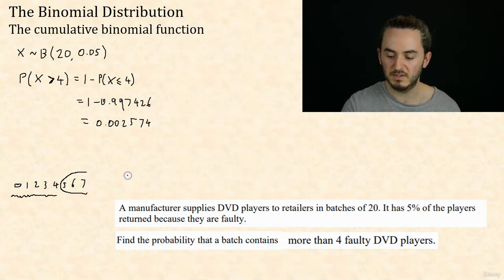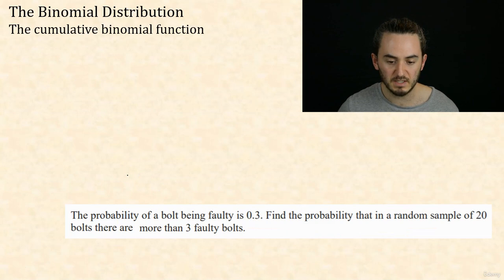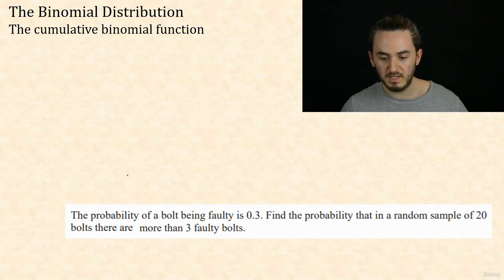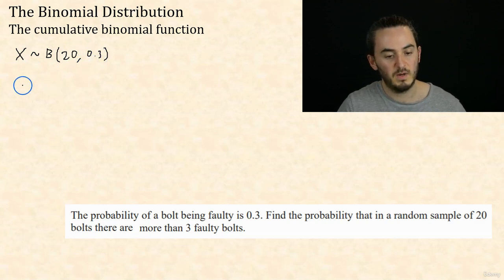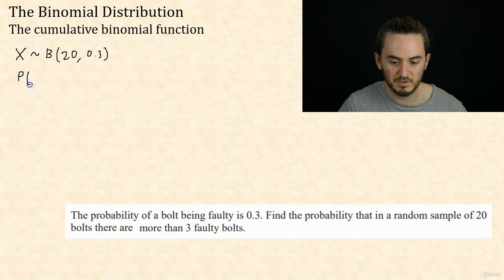Okay, let's have a look at another example. The probability of a bolt being faulty is 0.3. Find the probability that in a random sample of 20 bolts there are more than 3 faulty bolts. So the number of faulty bolts has a binomial distribution. There are 20 bolts, and the probability of them being faulty is 0.3. And the question is, what's the probability that the number of faulty ones is more than 3?